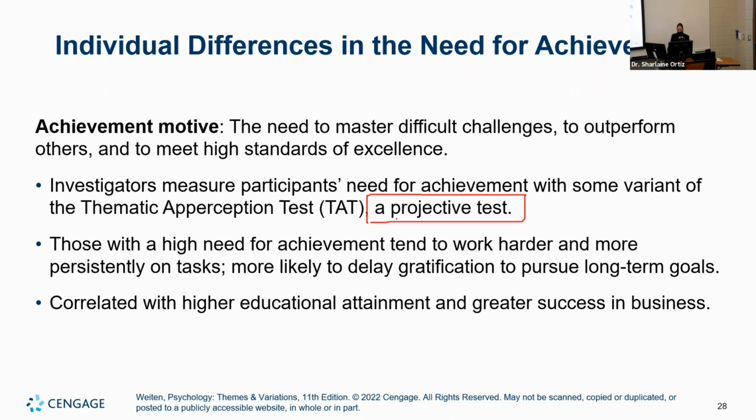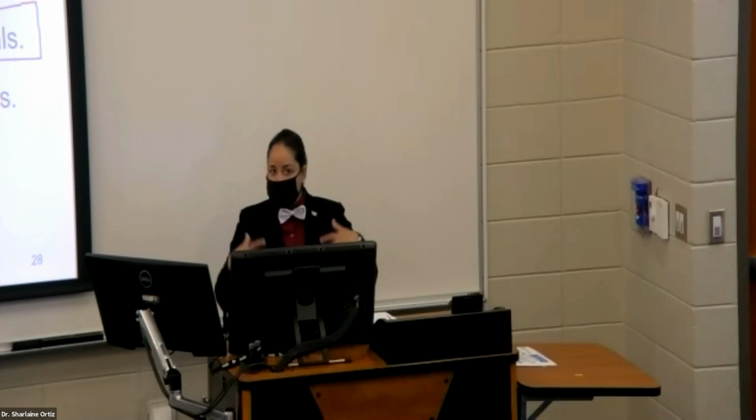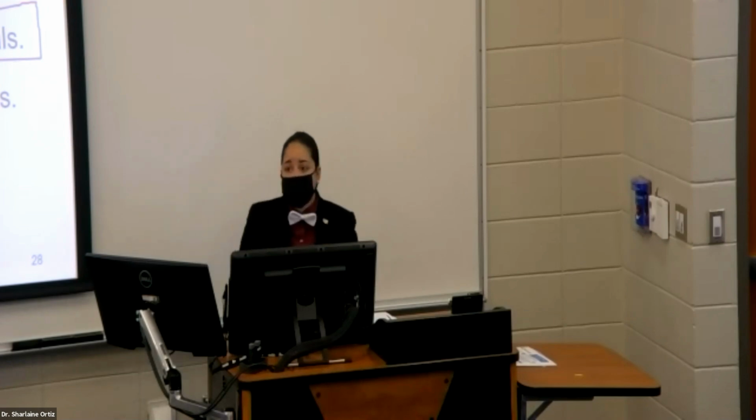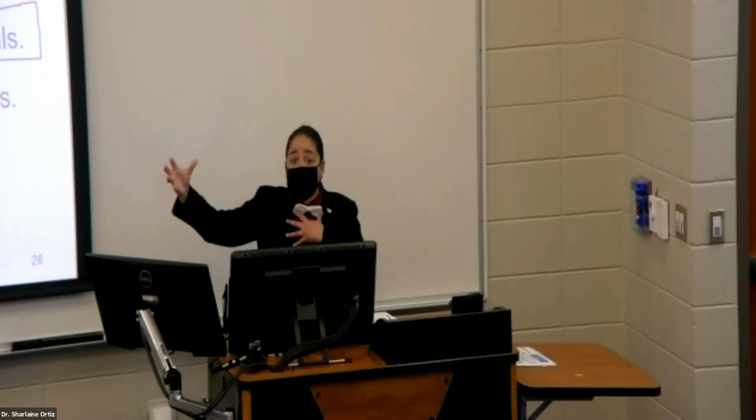Now, generally in projective tests and individuals who have that achievement motive, something we can observe is that these individuals tend to work harder. These individuals will attempt to work harder and more persistently on tasks. Notice that they are more likely to delay gratification. That comes from long-term goals. And what does this mean? Even though the person is highly motivated and highly engaged in solving a very challenging task, the issue, however, is that they may not be able to understand that long-term gratification.